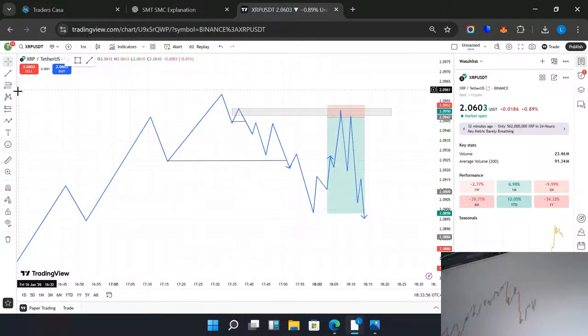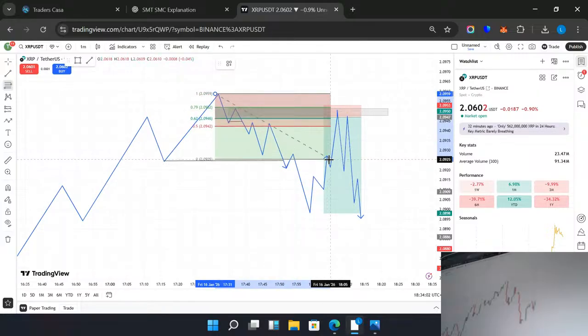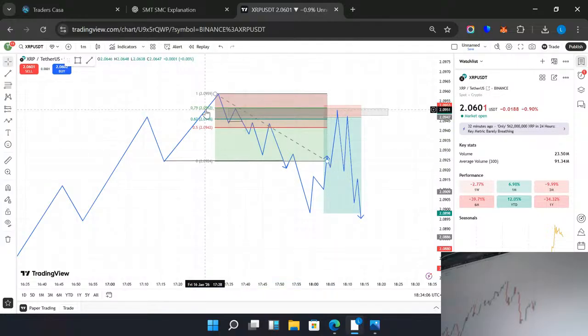Now if I also look with the modified fib over here, suppose our change of character happened right over here and the green candle over here. Now look at this 0.79 zone and 0.62 zone. This is the zone where the price bounces off of in the modified fib. And this is also the premium zone where you're gonna sell. So this is actually the correct one.